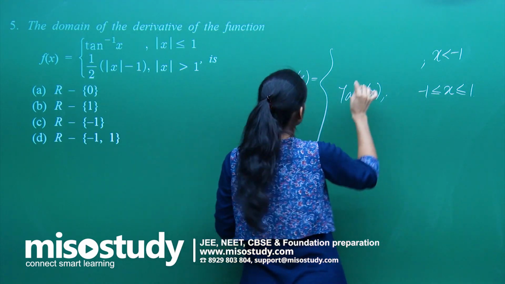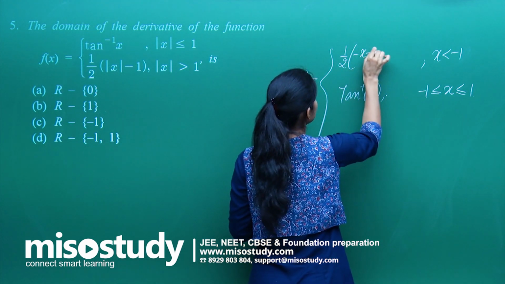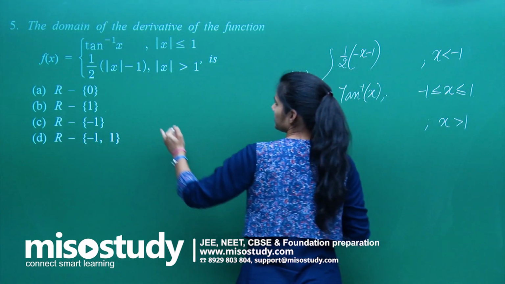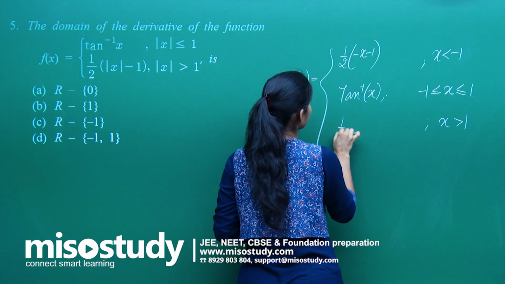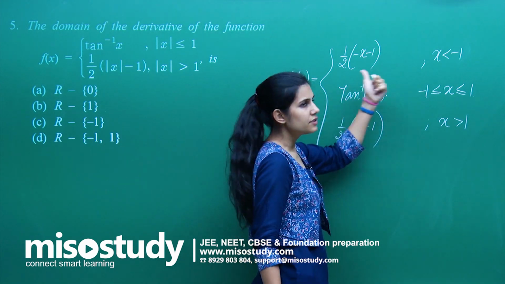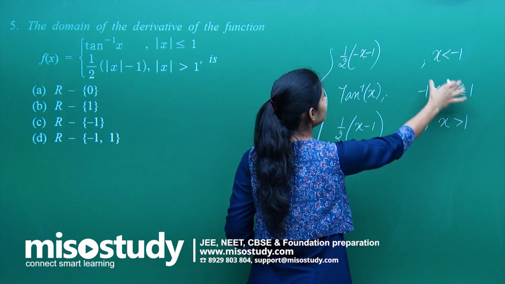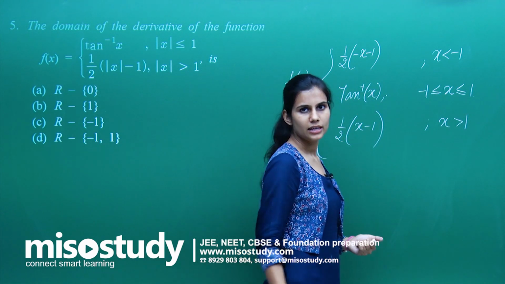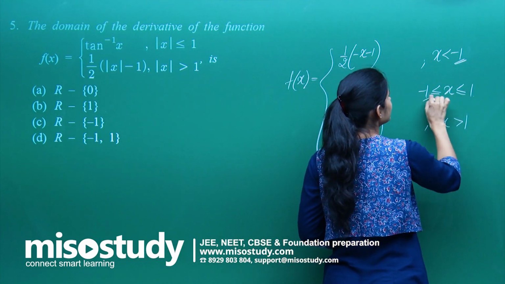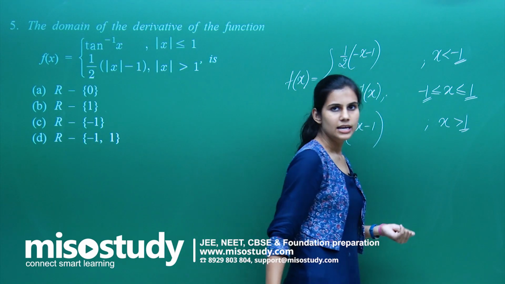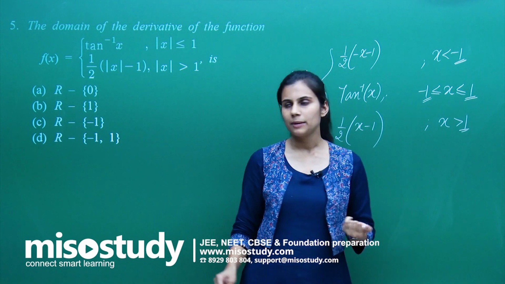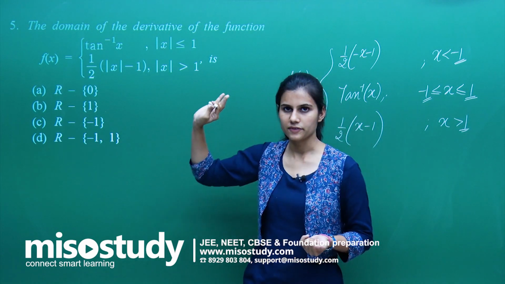be minus x. So this definition will be 1 by 2 (minus x minus 1). Similarly, when x is greater than 1, that means x is positive, mod x is x, so you get 1 by 2 (x minus 1). If you carefully observe individually in these ranges, these functions are continuous as well as differentiable, right? But the problem is at these points, minus 1 and 1. Let's check whether at these points the functions are continuous or differentiable. That is what is going to help us define the very domain of the derivative of this function, right?